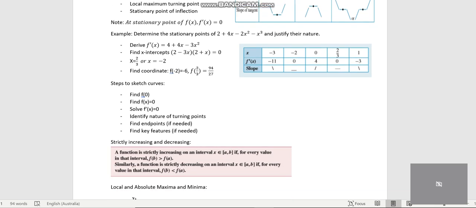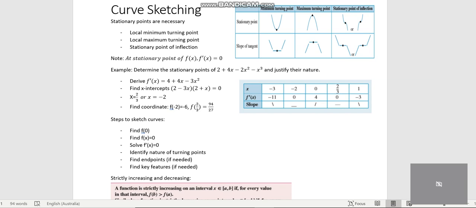You find f of 0, which is the y-intercept. You find f of x equals 0 to get the x-intercepts. Solve for f dash of x equals 0, which helps find the stationary or turning points of the function. You then identify the nature of the turning points by taking points in between, as in this step here. You find the endpoints if you need to, because some functions will be restricted over a certain domain. And you find the key features if the question asks you to. I assume key features could be something like asymptotes, or where points are discontinuous.